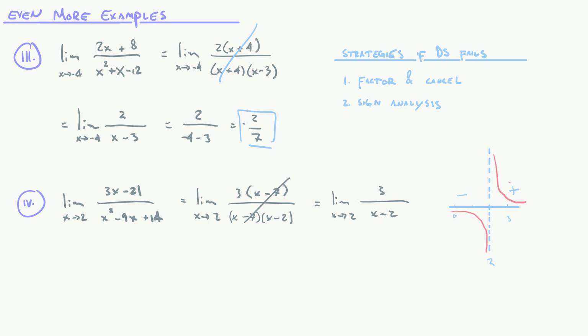So the graph looks probably something like this, which means as you approach 2 from the left and from the right, our one-sided limits don't agree. One of them is positive infinity, that's the one as you approach from the right. One of them is negative infinity, that's the one that you approach from the left.